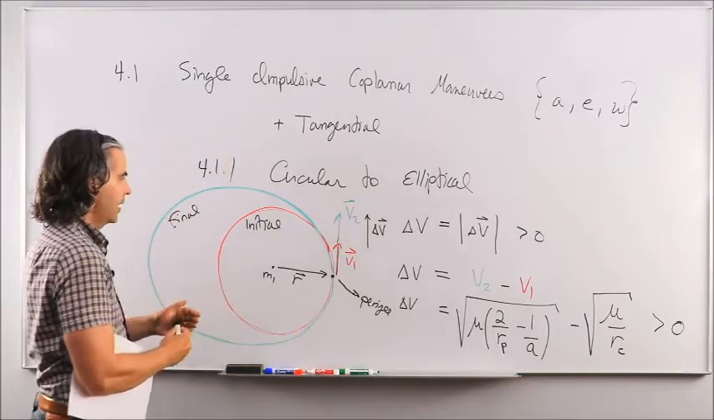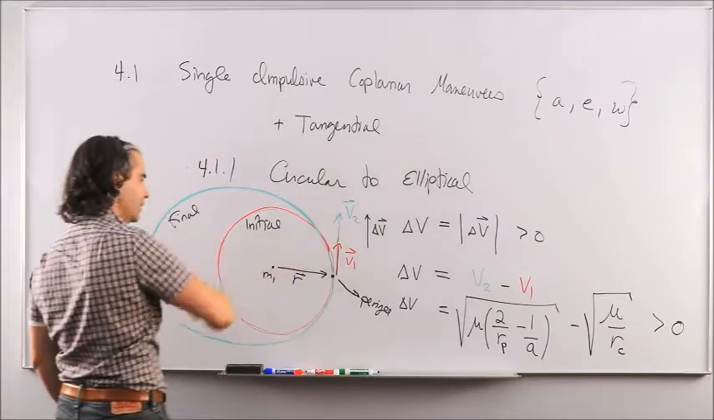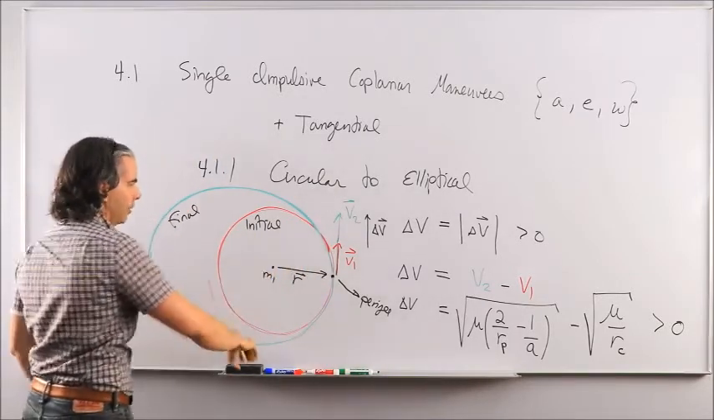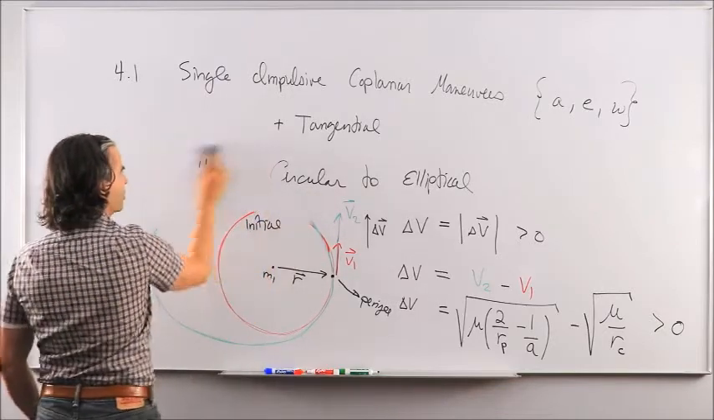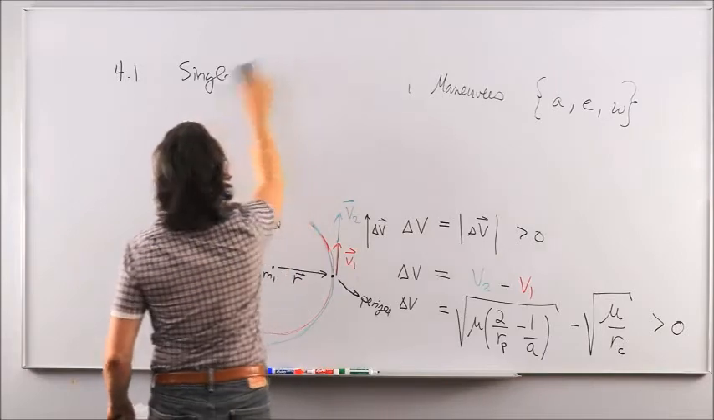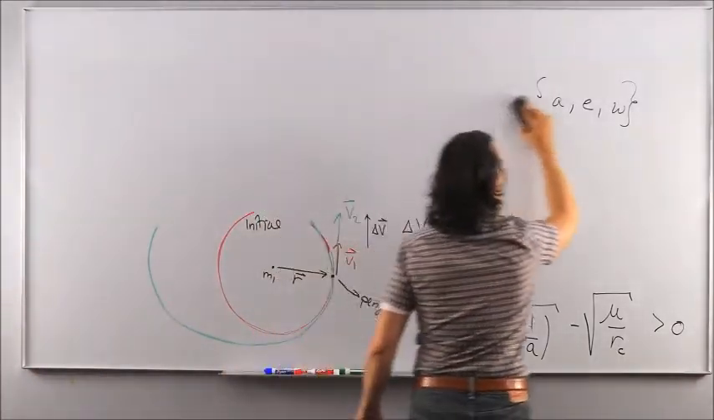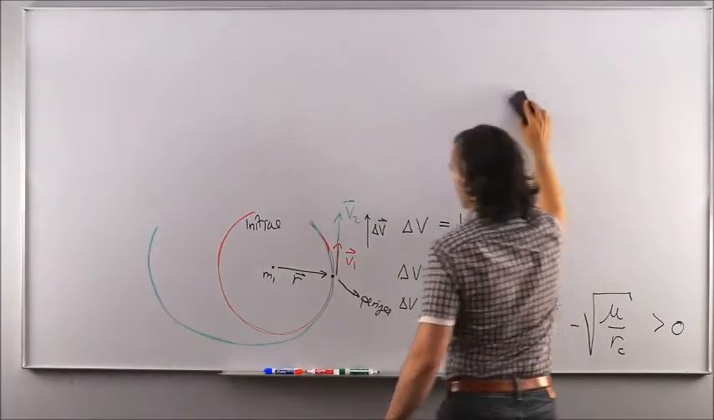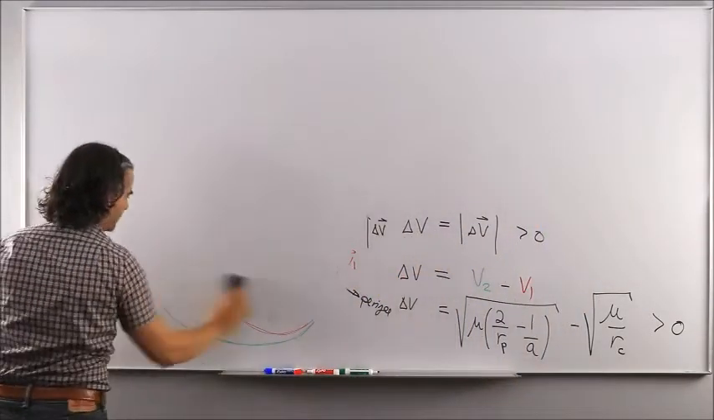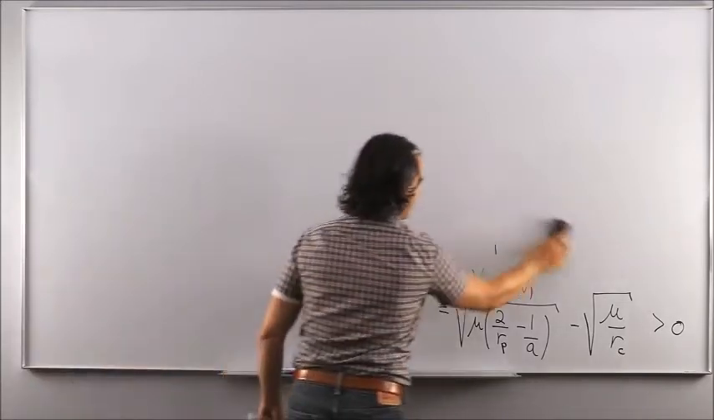But what about the case where you're still going circular to elliptical, but you want to do things the other way around? You'd like to get closer to M1. Well, let's have a look at this specific situation. Still within 4.1.1, circular to elliptical. Yet this time we will apply a retro burn, or in other words, we're going to decelerate our spacecraft, or decrease its velocity, through the orbital maneuver.